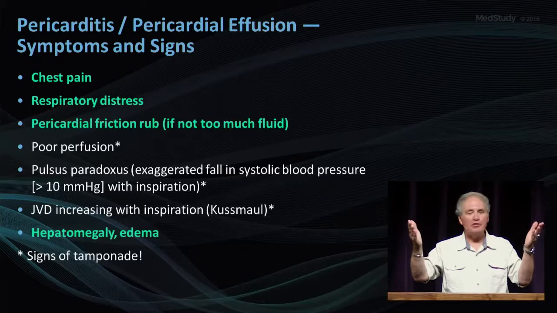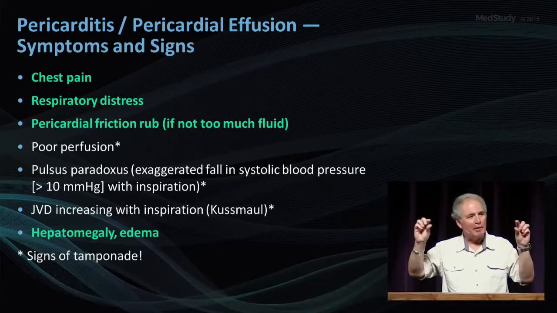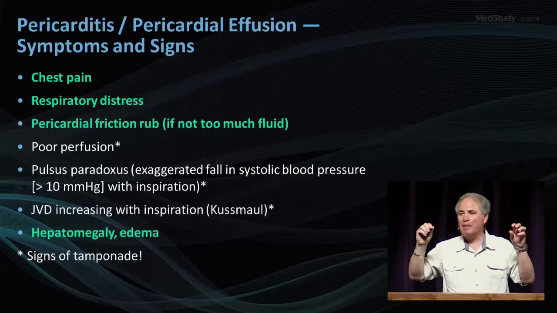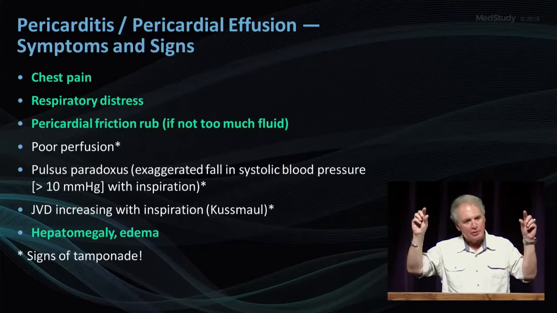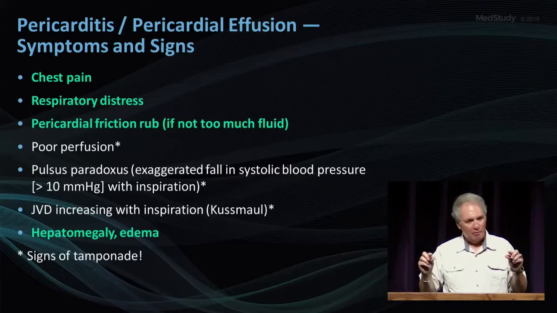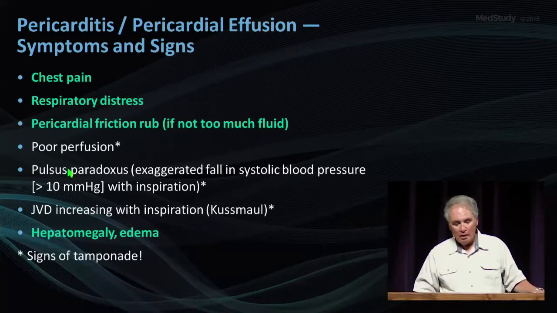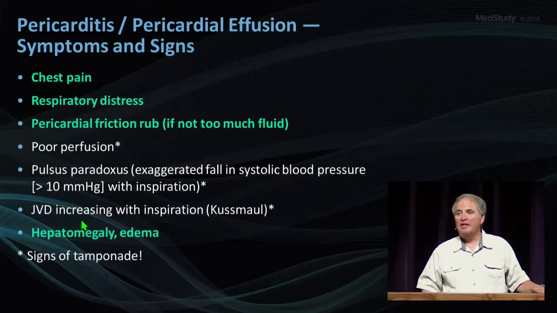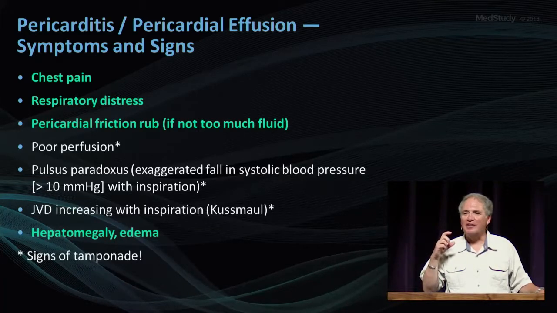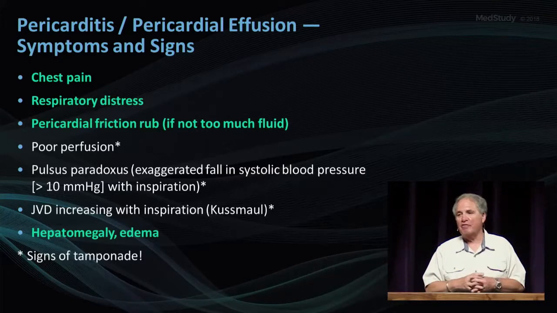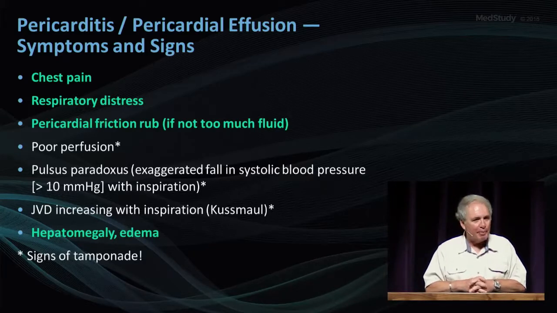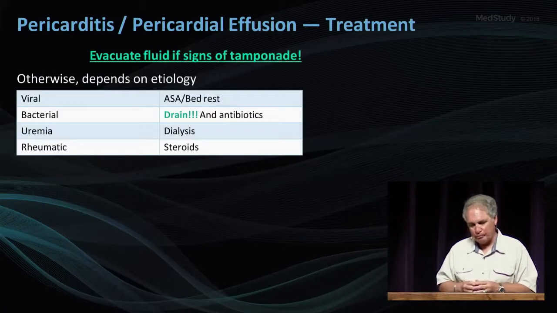When you breathe in, your systolic pressure falls about 6 or 8 millimeters of mercury. I've seen people with big pericardial effusions, their systolic pressure goes to 0 when they take a breath in. Jugular venous distension. The heart can't fill, and this distension increases with inspiration, the so-called Kussmaul sign. All of these are signs of pericardial tamponade and need to be dealt with.